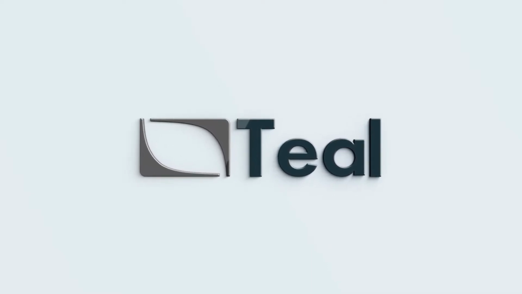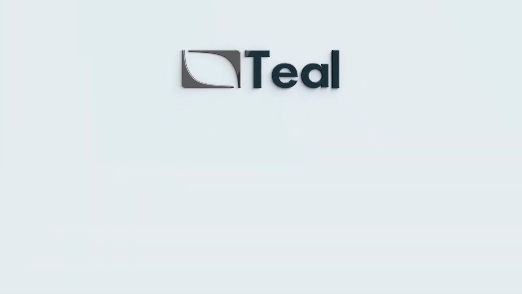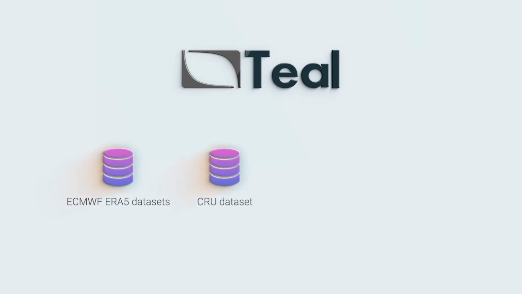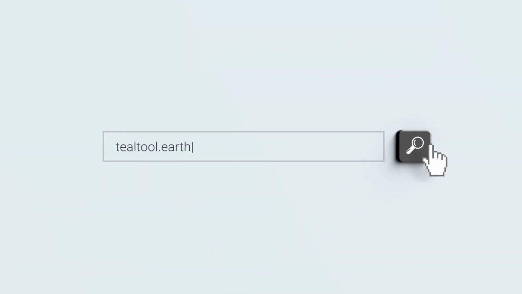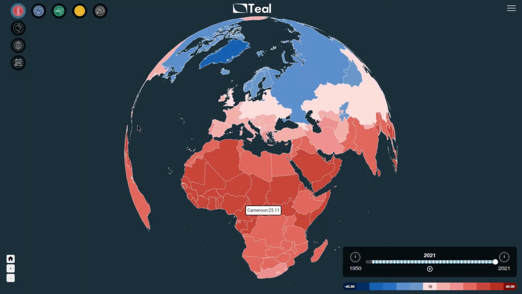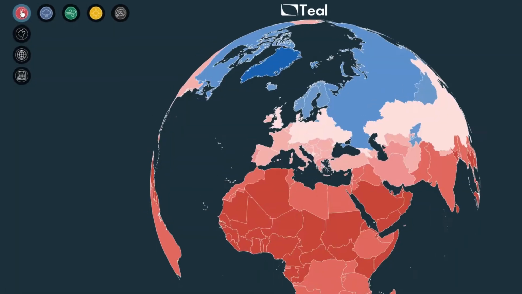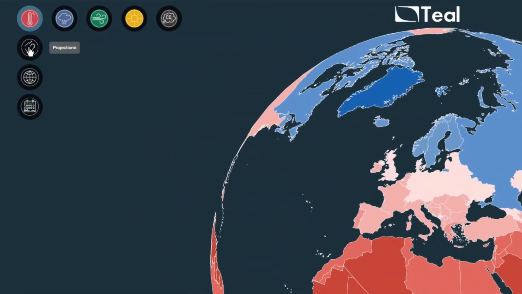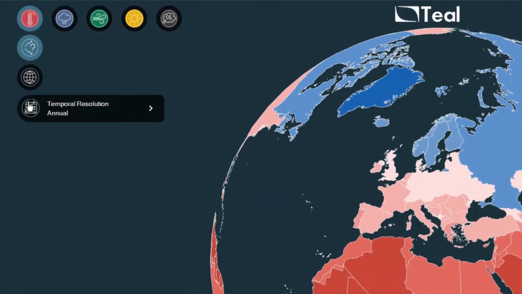The data it presents is from reputable sources such as the ECMWF ERA5 datasets, the Climate Research Unit CRU dataset, the Global Carbon Project GCP, and the CMIP6 models. TEAL's clear and concise showcase of historical and projection climate data will help you improve your confidence in what climate data involves, how it can be presented, and how it can be used to inform decisions.